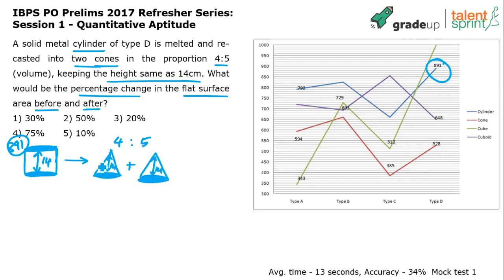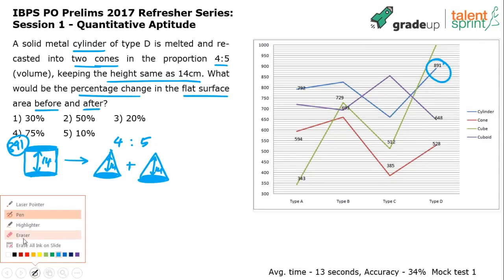So basically, one cylinder has been converted to two cones, and the volume of these two cones are in the ratio of 4:5. Now, if you actually ask me, we don't even need to worry about this volume at all. This 891 in my view is not needed at all. Even if this 891 is not given, we'll be able to solve the question.